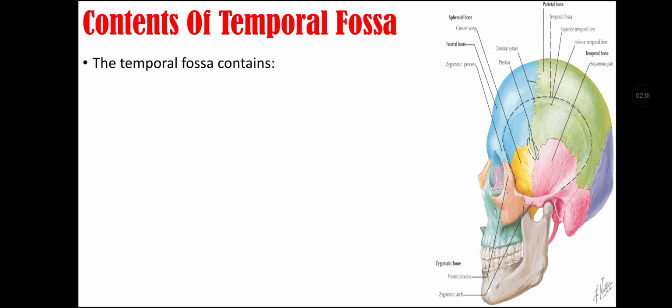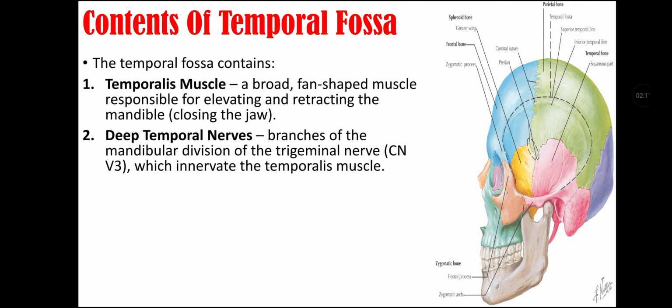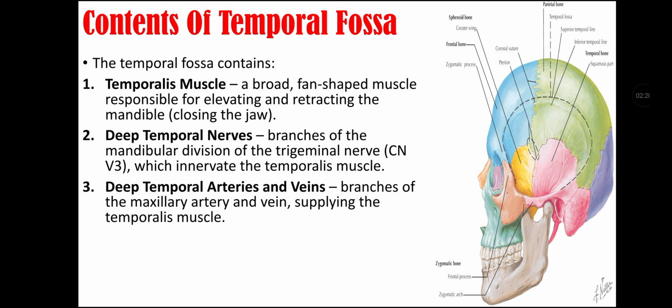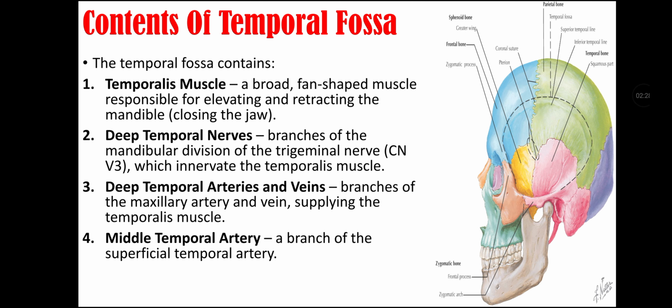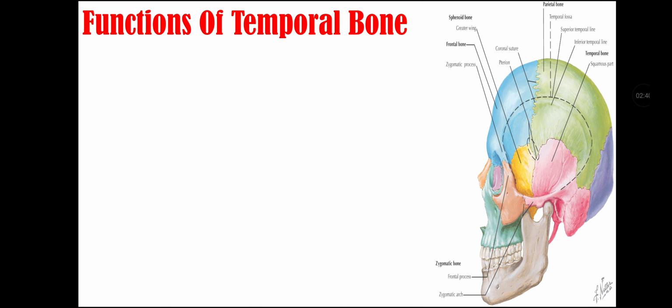Contents of temporal fossa. Temporal fossa contains temporalis muscle, that is a broad fan-shaped muscle. This is responsible for elevating and retracting the mandible, or that is closing of the jaw. It has deep temporal nerves that are branches of mandibular division of trigeminal nerve, which innervates the temporalis muscle. It has deep temporal artery and veins that are branches of maxillary artery and vein that supply the temporalis muscle. It has middle temporal artery, that is a branch of superficial temporal artery. And it has temporal fascia, that is covering of the temporalis muscle that provides protection and structural support.